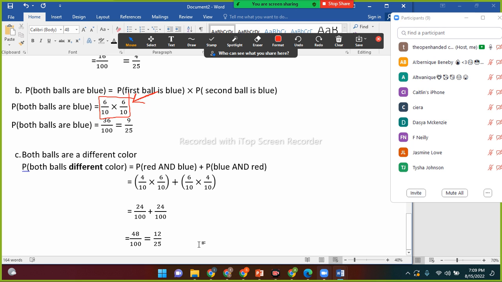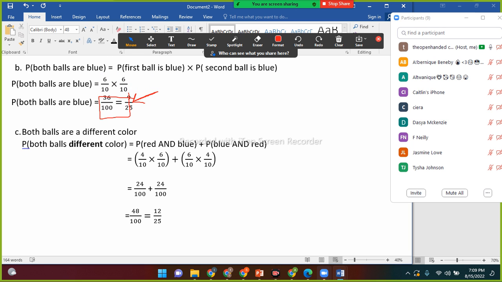Okay, so if we have two different balls, if you're trying to find where the balls are a different color, then definitely we'd do it like this. All right, so now we're doing probability, right? Yeah, we're doing probability now.